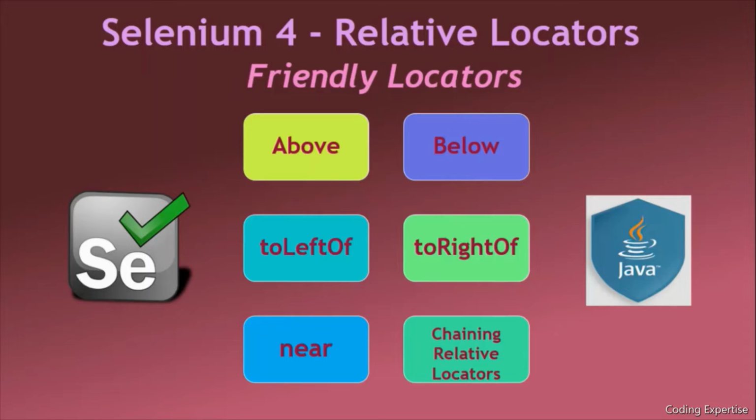Before we start the session, let me tell you something. Most of us are not still aware of the relative locators provided by Selenium 4. So in today's session, let's learn about these relative locators: above, below, to left of, to right of, and near. The good thing is, chaining is also possible. That is, we can combine more than one locator at a time. Let's get into the Eclipse right now.